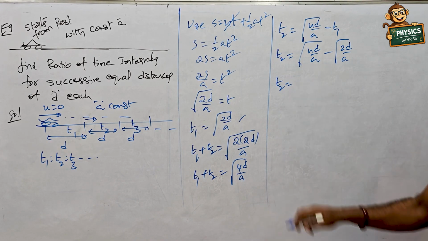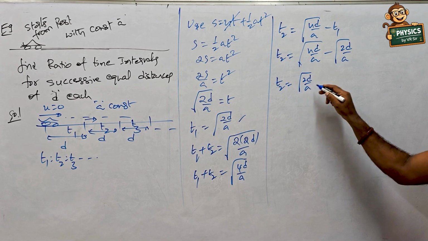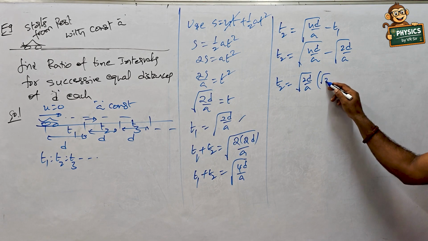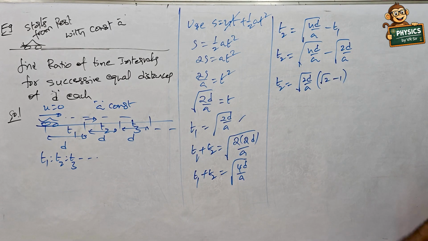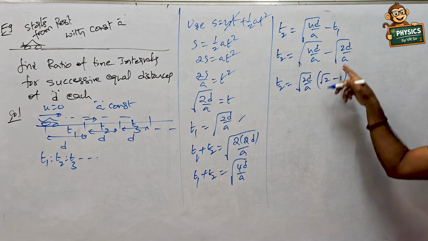So then we can write t2. What should we take common? I want to take common root over 2d by a, isn't it? Then what is left here? Root 2 minus 1. When you take root over 2d by a common, the leftover part is root 2 minus 1.